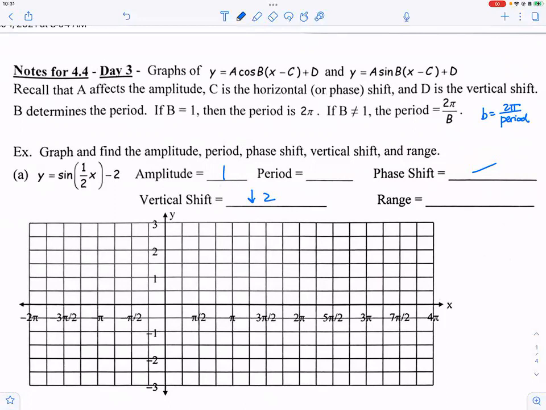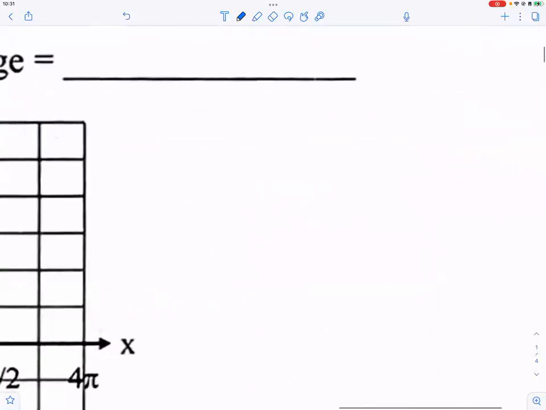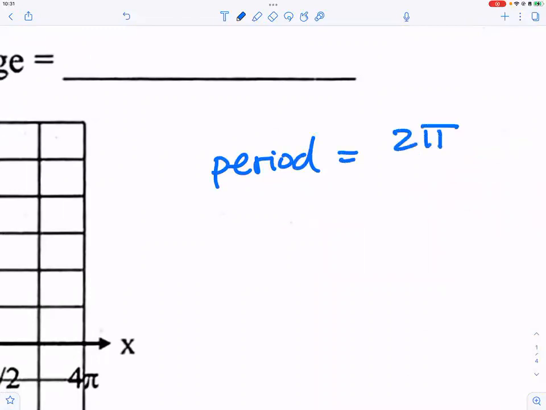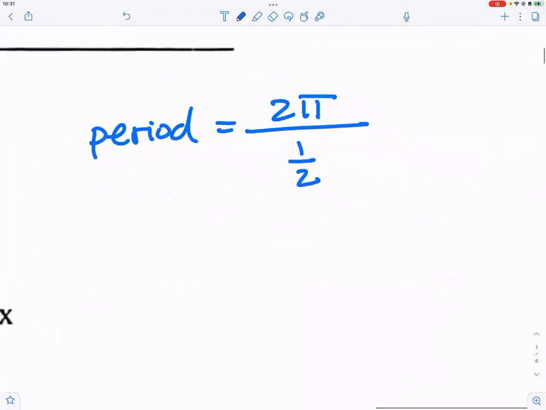So your vision will zoom into the value sitting in front of x. That it's 1/2. So what is the period? Because period is 2 pi over b. So now let me zoom in. So period, it's 2 pi over b. In this case, it is 2 pi over 1/2.